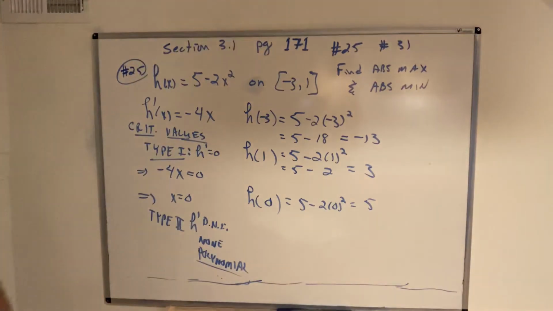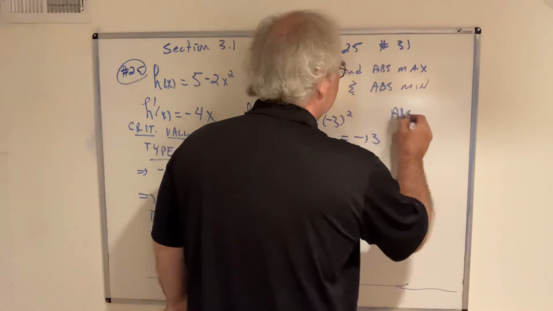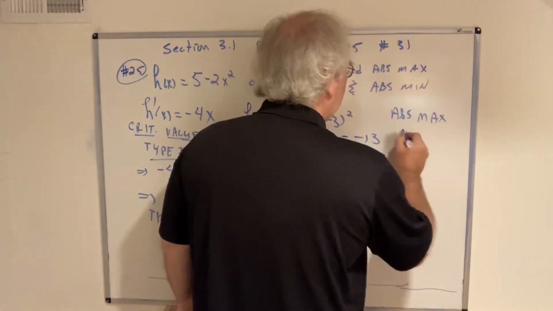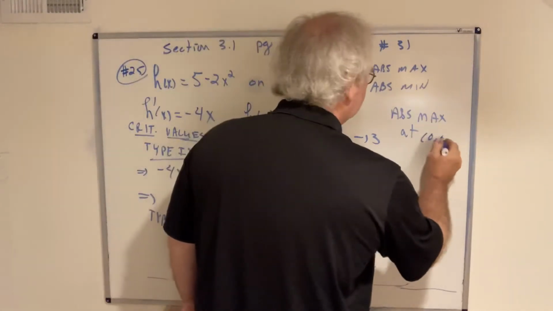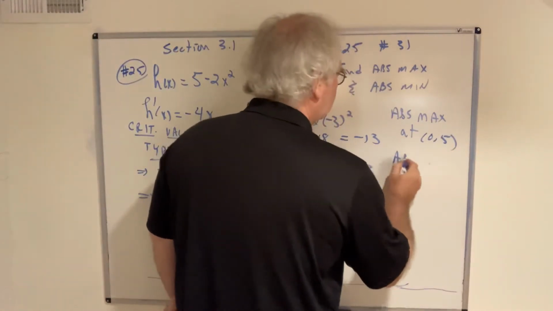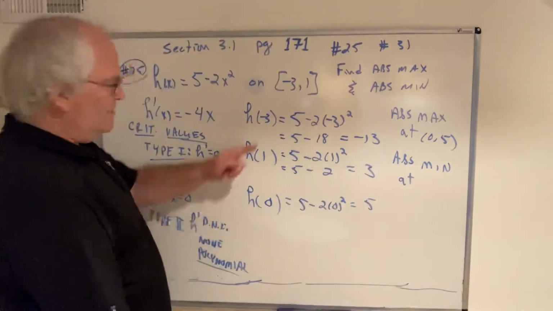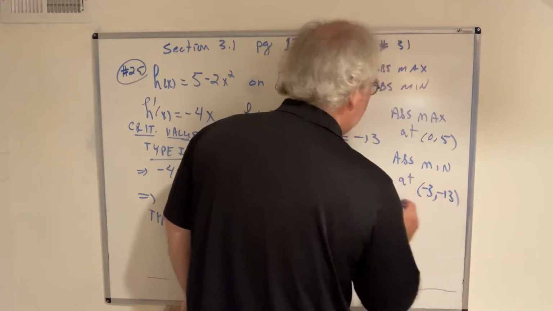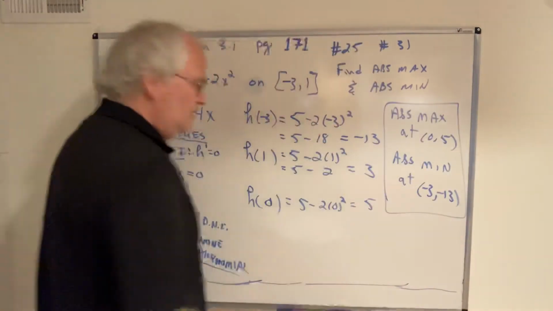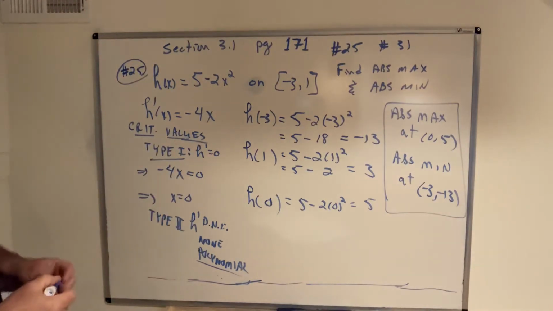And so we need to pick the big one, pick the little one. So the absolute max is at, the big one is here, that's 0, 5. And the minimum is -13, so that's at -3, -13. So that's pretty straightforward.